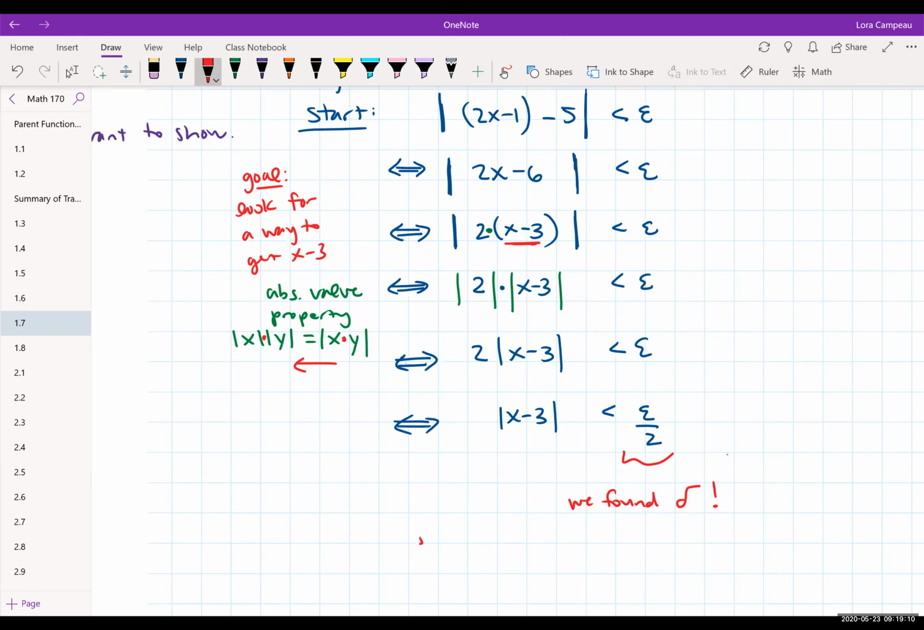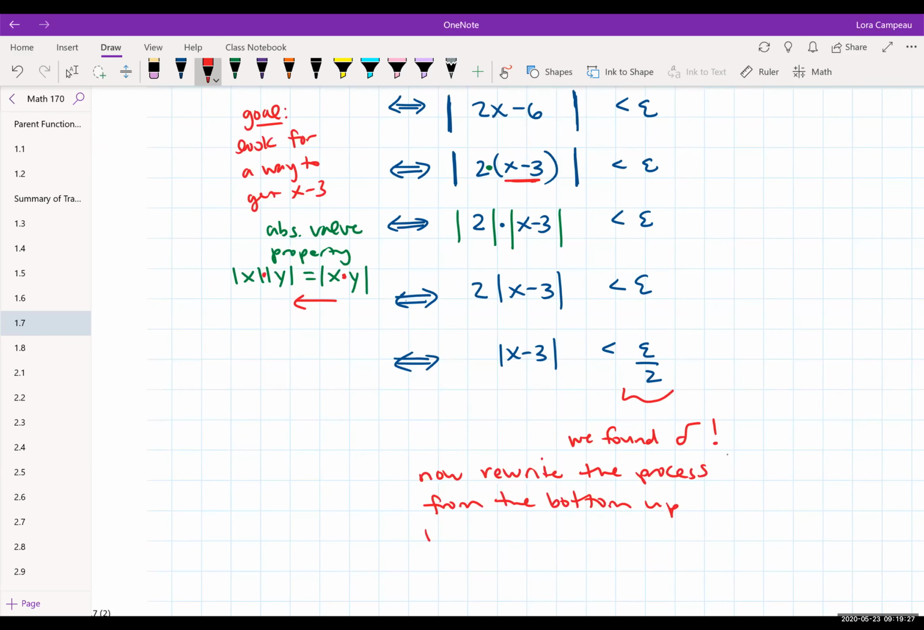Now, I'll just do this for the sake of notes. We write the process from the bottom up, providing your logical argument. And I'm emphasizing logical here, so that you can write the proof.